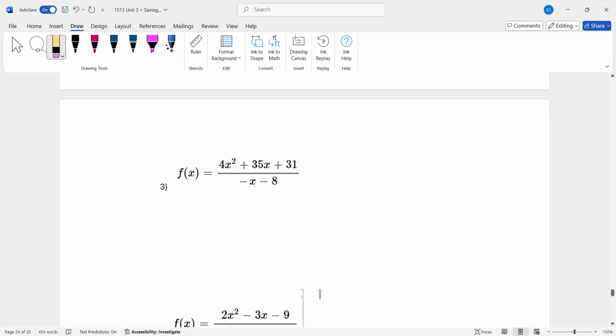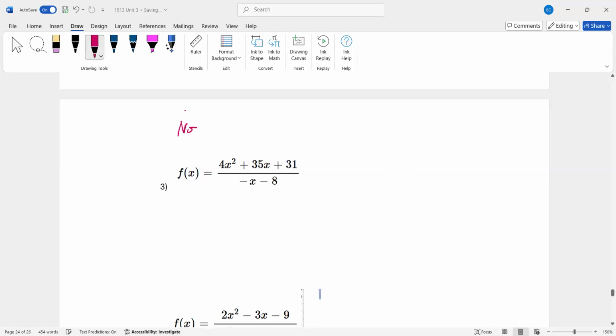This rational function has a polynomial in the numerator of degree 2. The denominator has degree 1. So this type of rational function is going to have a slant asymptote. All right. We still need to identify the vertical asymptote.